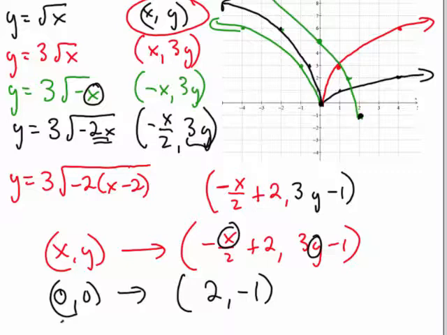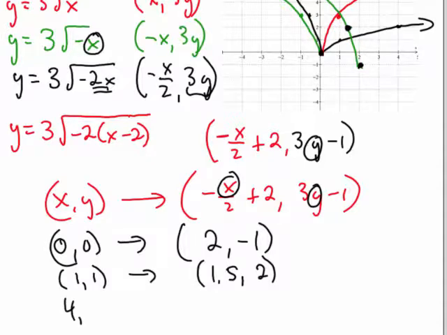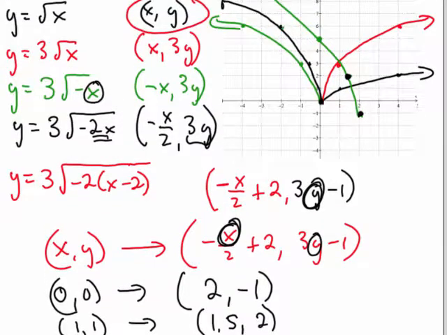Good. 1, 1 was another core point we started with. -1/2 plus 2 would be 1.5, and y would be 3 minus 1, make that 2, and 1.5 comma 2, yes, that's a point on my new graph. And similarly with 4, 2: -4 over 2 is -2, -2 plus 2 is 0, and y is 6 minus 1, making that 5, and yes, 0, 5 is a point on the graph, so I could use my mapping notation.